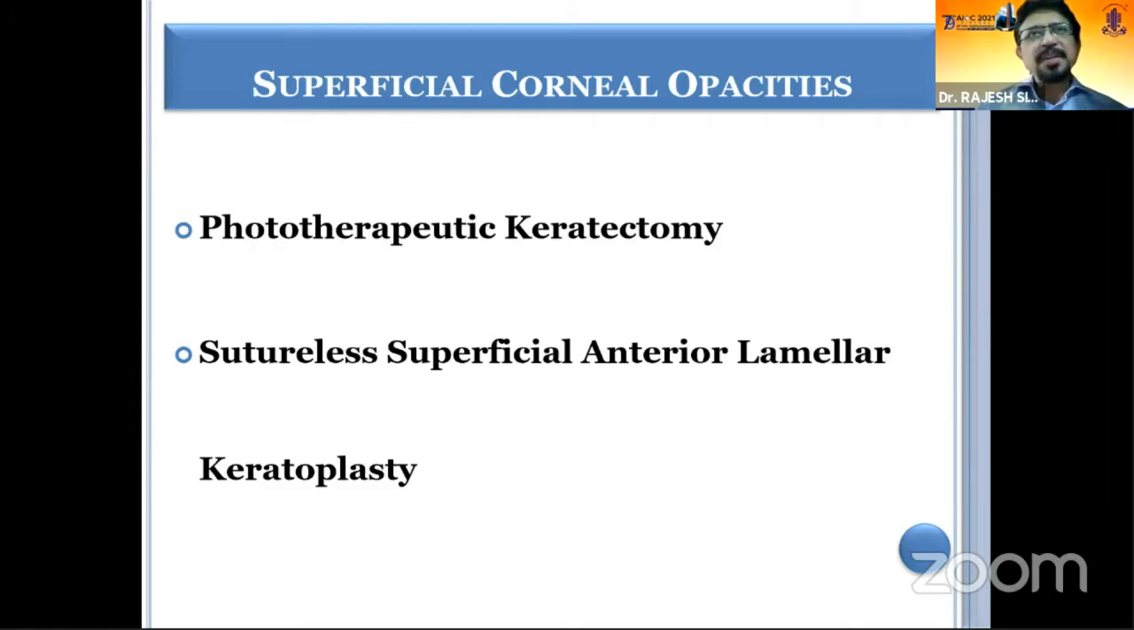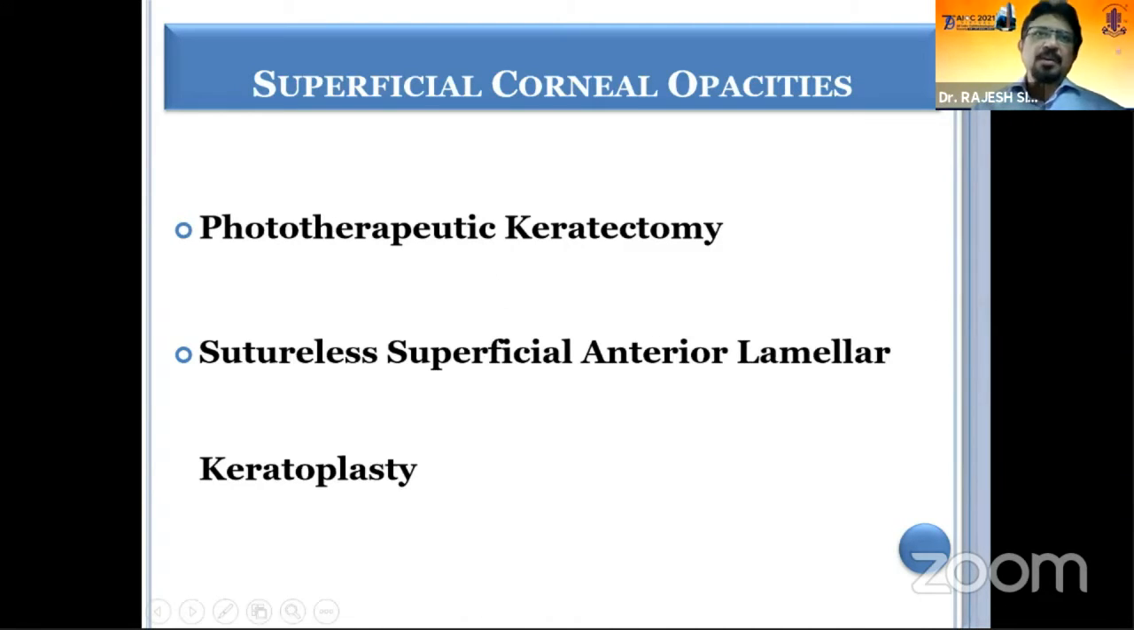If you have the most superficial opacity, you can manage it just by a phototherapeutic keratectomy, which is not actually a keratoplasty, but it does need a mention because it takes care of the superficial corneal disorder. If you go deeper, like 50 to 75 microns of stroma, you can ablate by phototherapeutic keratectomy and clear up the cornea and go ahead.